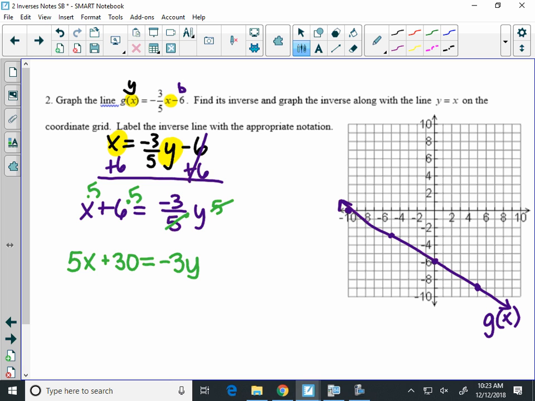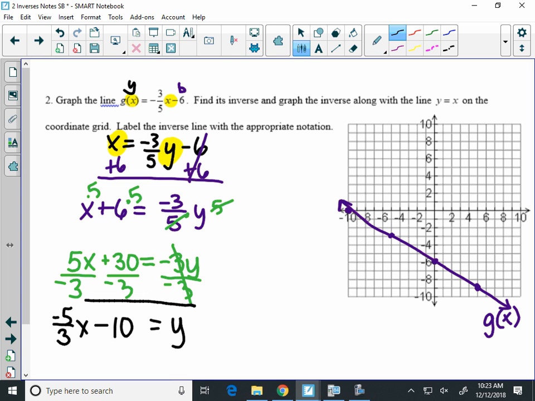Now to get y by itself, you're going to divide everything by negative 3. And what you get when you're done here is y equals, this fraction stays the same, negative 5 over 3x. Now 30 divided by negative 3 is negative 10. That is the equation of the inverse, and we can write that either as y equals or g inverse of x equals. So let's graph it.